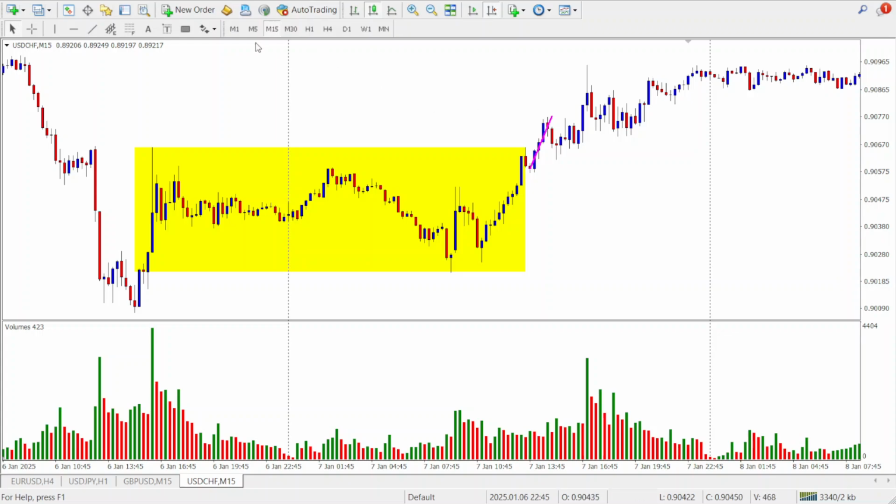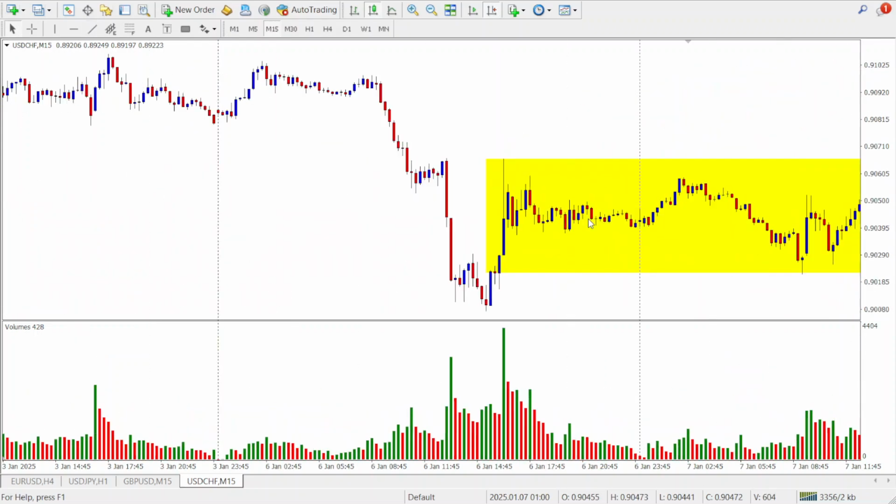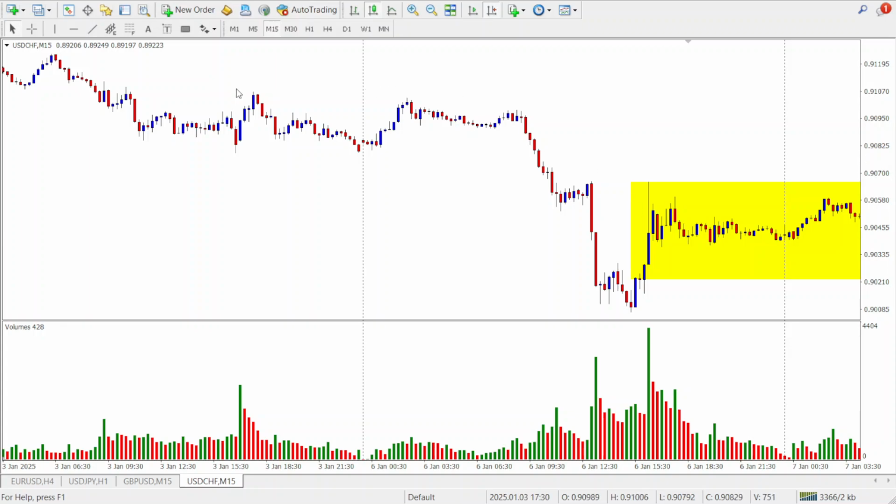Can you see what happened here? We had a brief retest and then a continuation. In this case you can see that we had a consolidation around here, then a breakout, then a retest, and then a continuation. So that is it for breakouts. Just make sure you always have your retest and your continuation pattern.